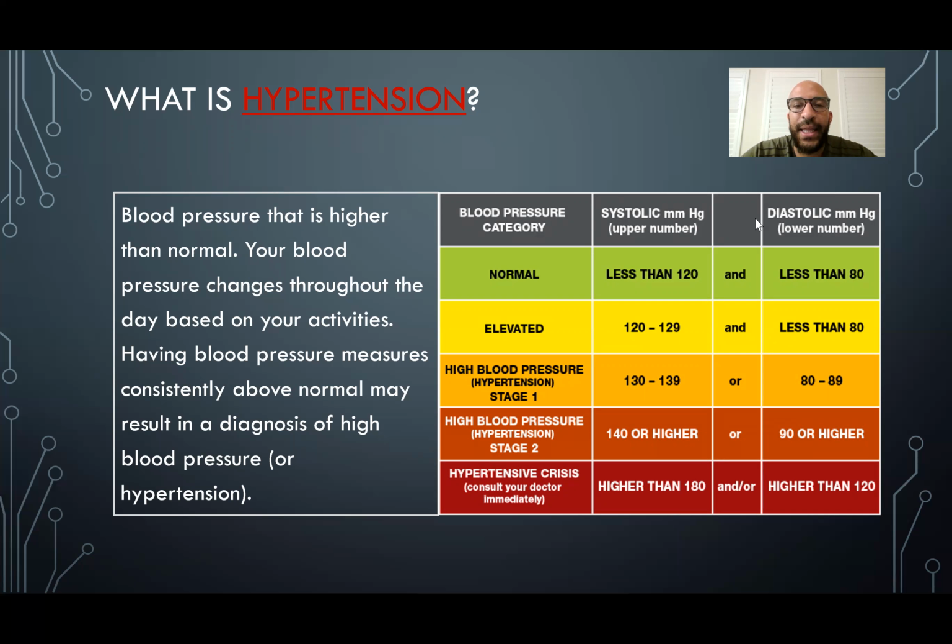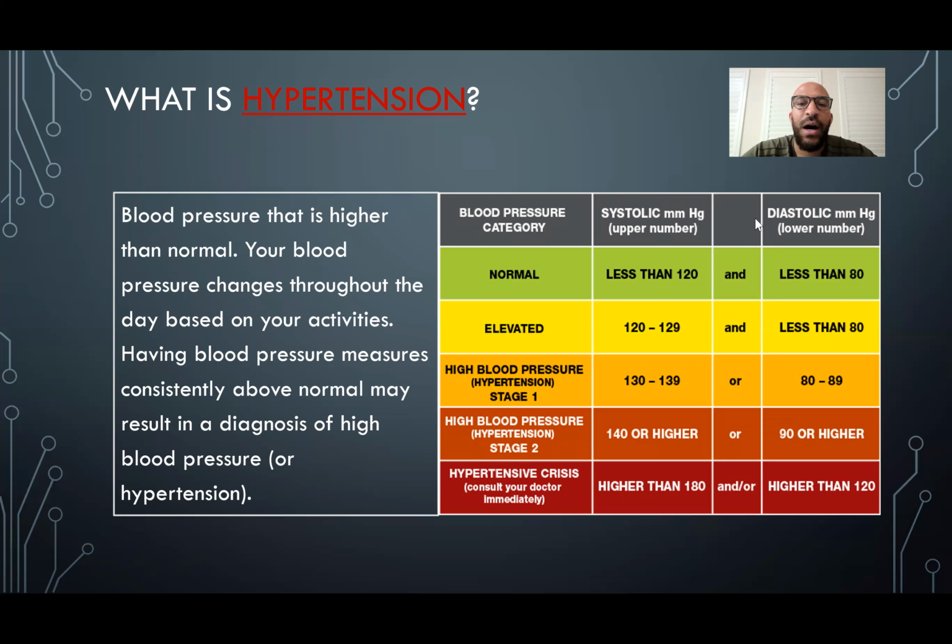For someone who's an athlete or who runs a lot or exercises very often, their heart might pump more efficiently. So their blood pressure and their heart rate will be lower than normal. So you may see someone who's athletic, plays high school or college sports, then their blood pressure would be something like 90 over 58. Those are considered normal blood pressures. Having blood pressure measures consistently above normal may result in a diagnosis of high blood pressure or hypertension.